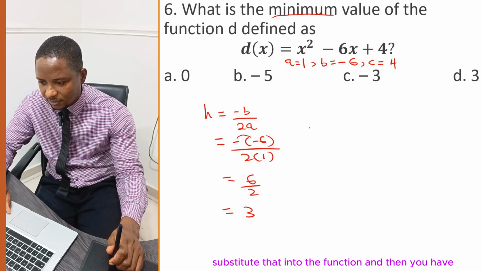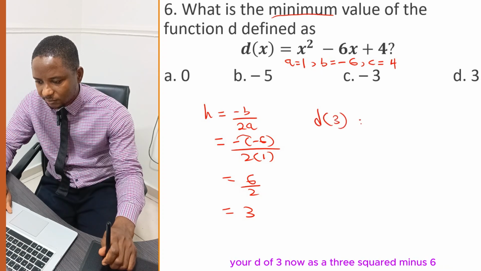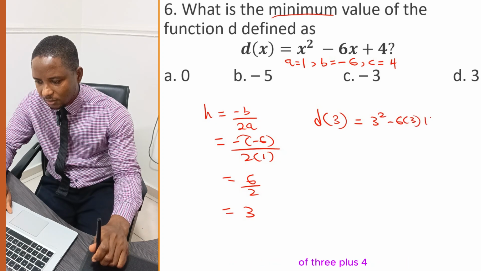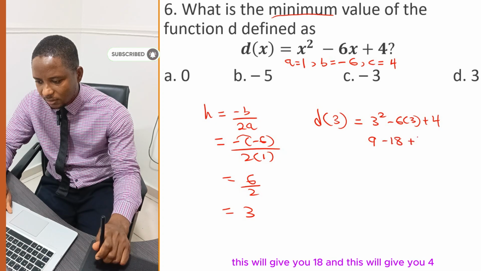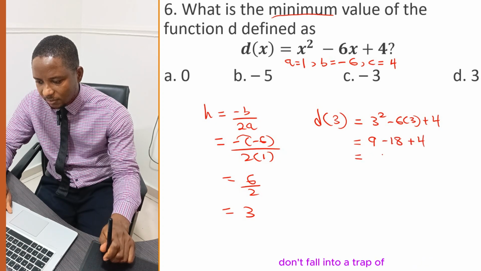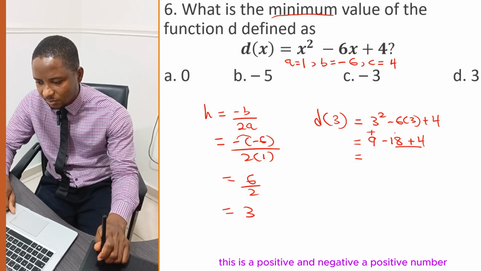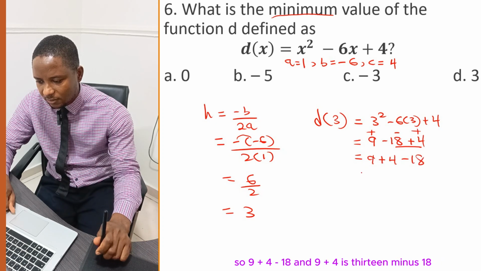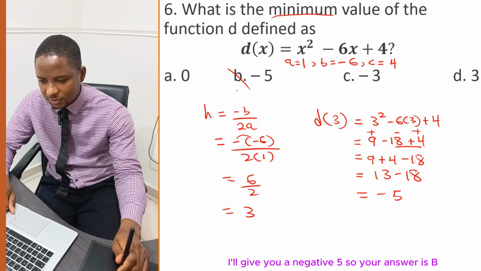Substitute that into the function, and then you have your d of 3 as 3 squared minus 6 times 3 plus 4. And that will give you 9. This will give you 18. And this will give you 4. Don't fall into the trap of adding this to that, which is wrong. You're supposed to rearrange. This is a positive, a negative, a positive number. So 9 plus 4 minus 18. And 9 plus 4 is 13, minus 18. That will give you a negative 5. So your answer is B.